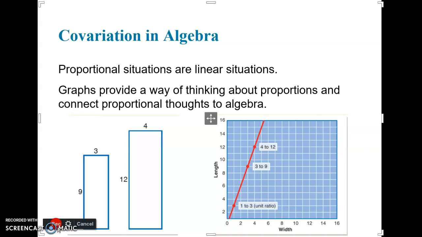Also ask questions to help students understand the graph, such as, what does a point on the graph mean, even if it's not one of the rectangles? What is the length for a look-alike rectangle for the width of 1 centimeter?